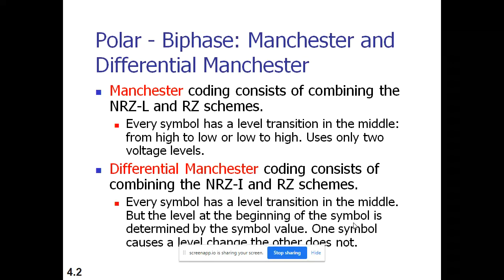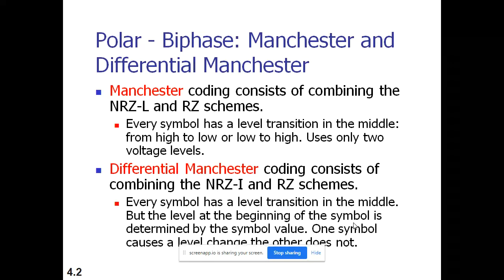First, we will discuss about the Manchester line coding technique. The Manchester coding consists of combining the NRZL and RZ schemes. So already we have seen what is this NRZL. L means level and RZ return to zero schemes. So in this, every symbol has a level transition in the middle from high to low or low to high. It uses only two voltage levels. In this Manchester encoding, each bit period has both the high and low voltage values.